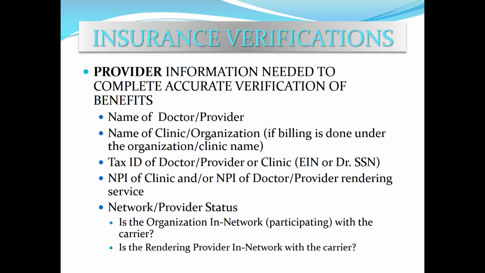Once you've obtained the patient information, then you also need the provider information that's needed to complete accurate verification of benefits. In this case, you would need the name of the doctor or the provider who's going to render the service, the name of the clinic or the organization that the doctor works under, the tax ID of the clinic or the doctor. Now, what do you get? You need the tax ID of the entity that the claim is going to pay to.